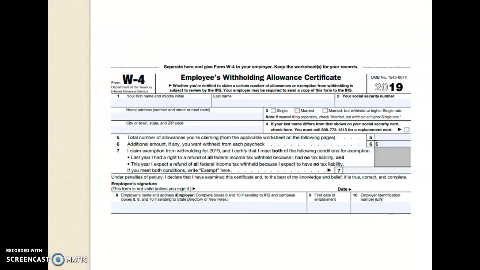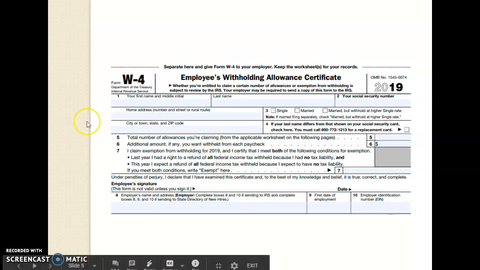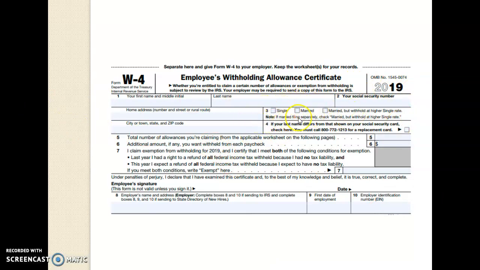This is what a 1040 form looks like for 2019. And they're actually changing this form up a little bit for next year. But this is the basics. You just fill out your information here. You check if you're single or married. Single does not mean you don't have a boyfriend or girlfriend. It only means you are not married.